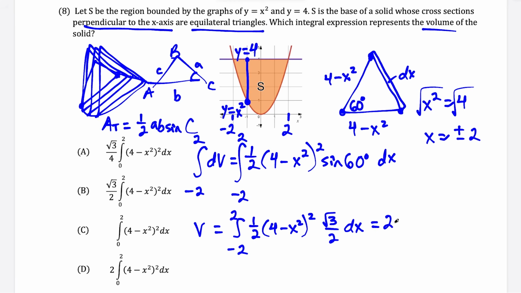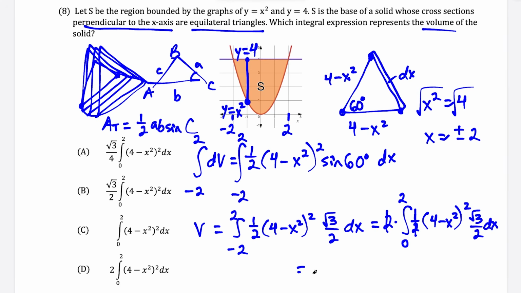I'm going to do 2 times, and now we have the integral from 0 to 2. And once again, we're just making use of the symmetry here. And then we have 0 to 2 times, on the inside of the integral, we have 1/2, and we have 4 minus x squared, and then we're multiplying by radical 3 over 2 dx. And then notice here that 2 times 1/2 just cancels out.